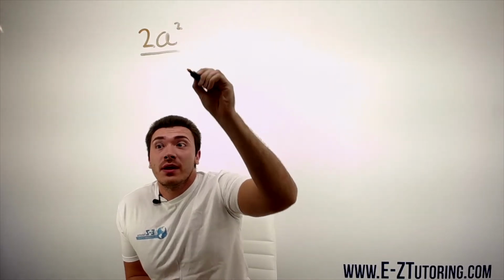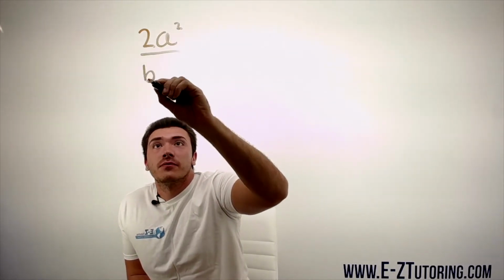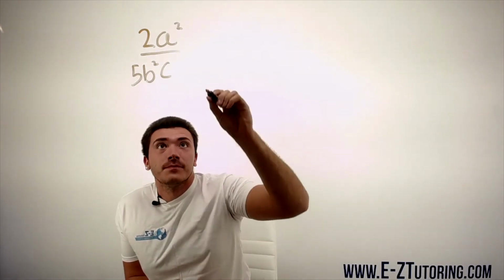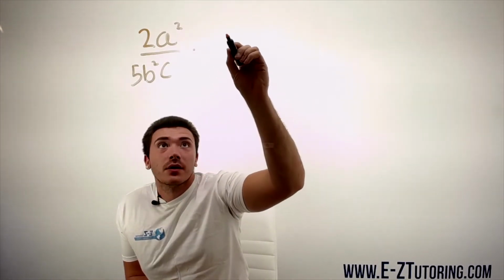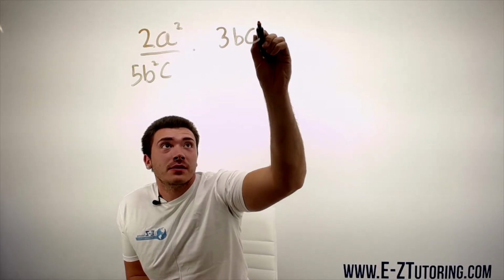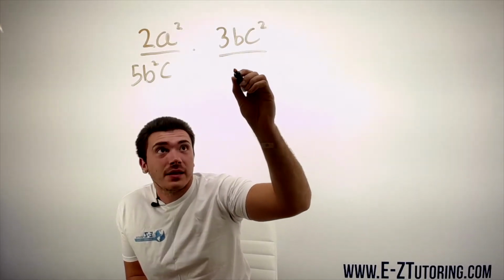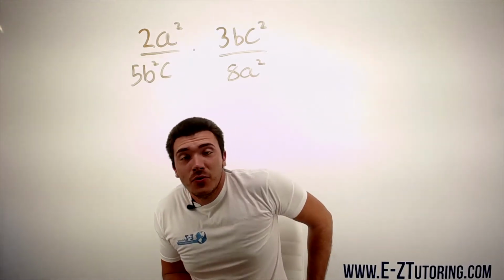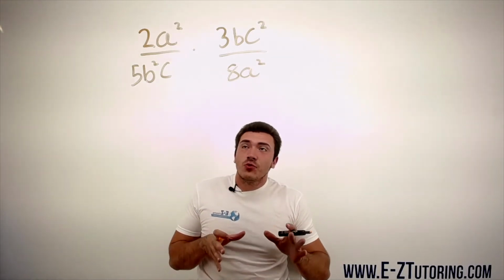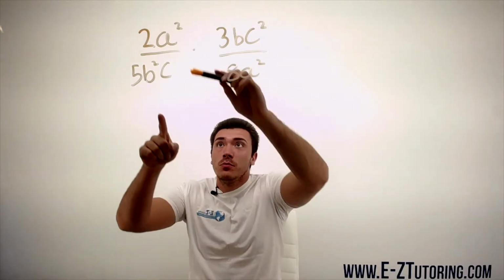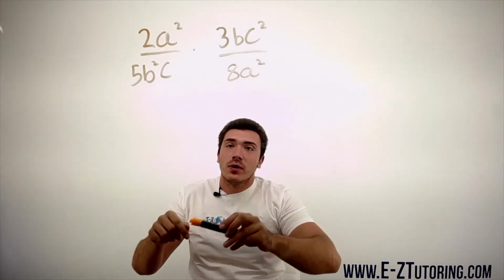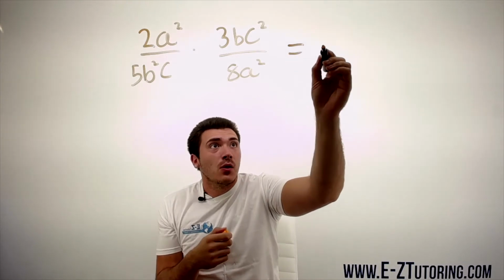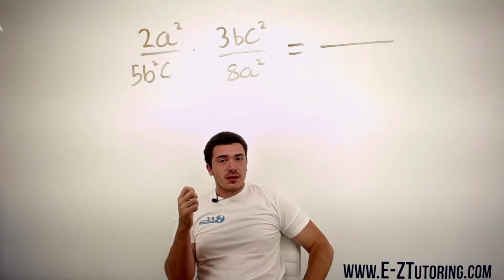So we have 2a squared over 5b squared c times 3bc squared over 8a squared. So what you want to do is multiply the numerators together, and you also want to multiply the denominators together. And then you put that all into one fraction in the end.